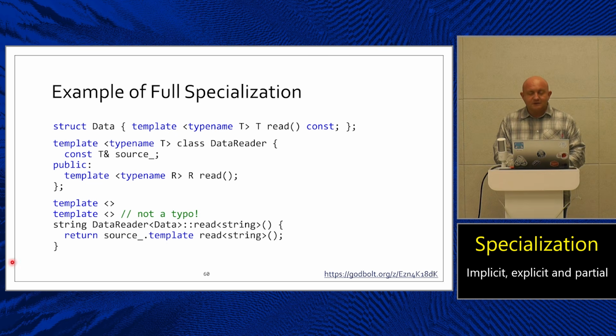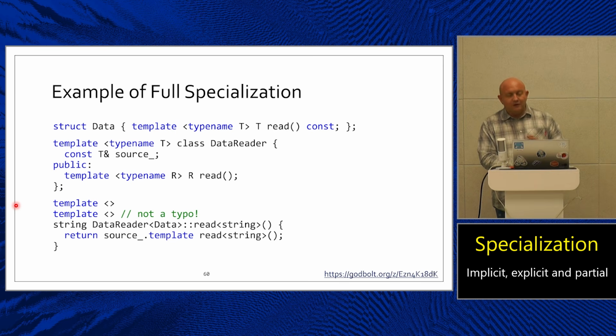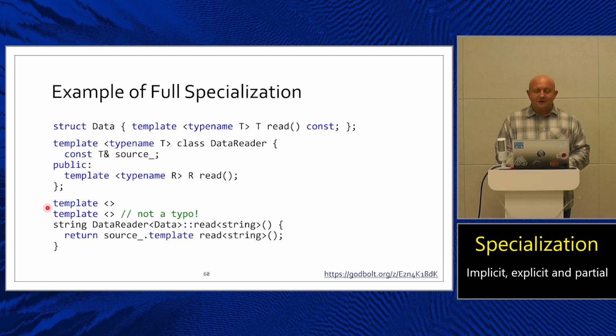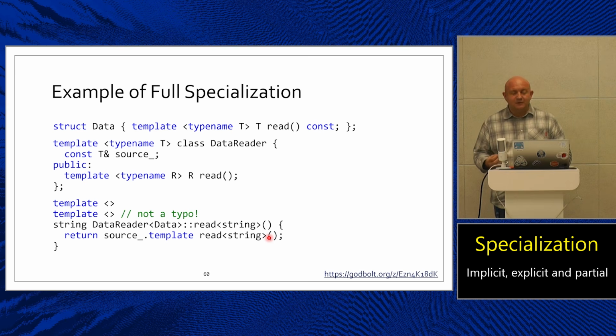This is the syntax for a full specialization of a member function template. Notice the double void angle brackets. The first line, template with empty angle brackets, specializes the entire class DataReader for the specific type Data. The second template then specializes the member function template read for the specific type string. And this is only possible because we have fixed both template parameters.